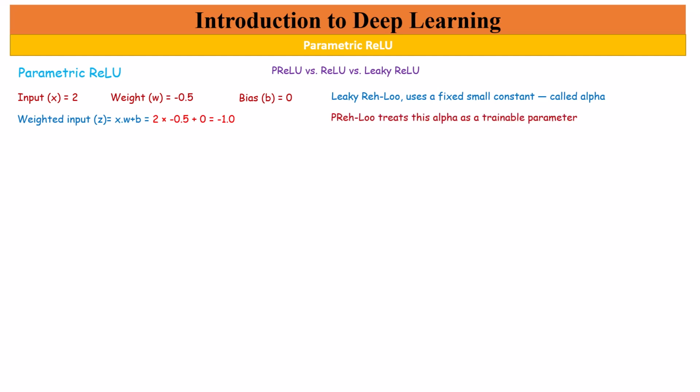This means that instead of using a fixed alpha value to deal with negative inputs, PReLU allows the model to learn the most suitable alpha during training. This learnable alpha adapts based on the data, just like weights and biases. As a result, the network can automatically discover the most suitable slope for negative values, potentially improving performance and flexibility. This animation illustrates the concept of finding the optimal alpha value during backpropagation.